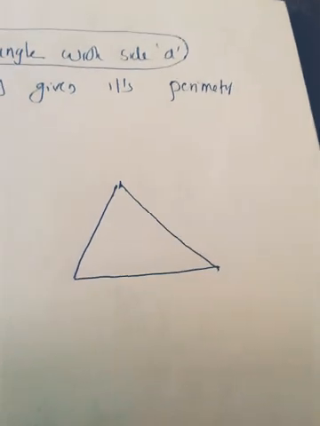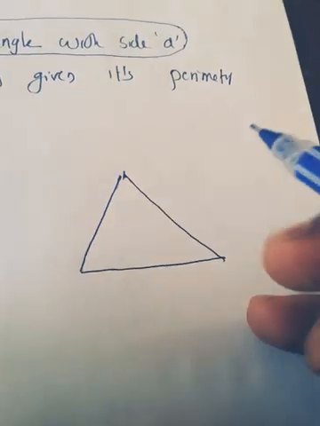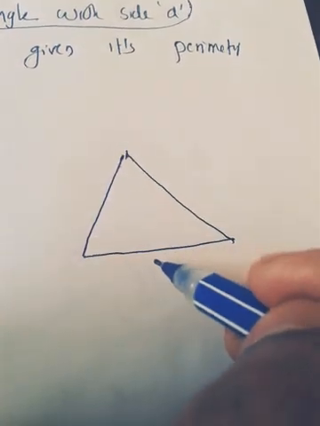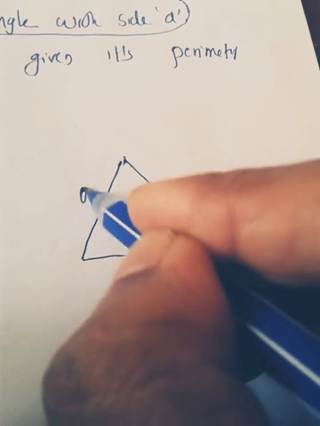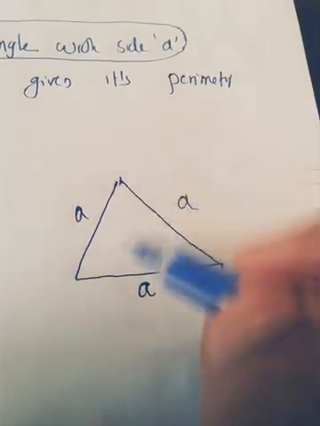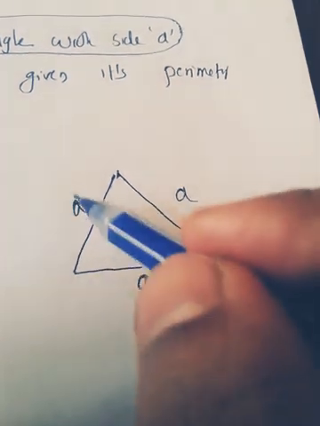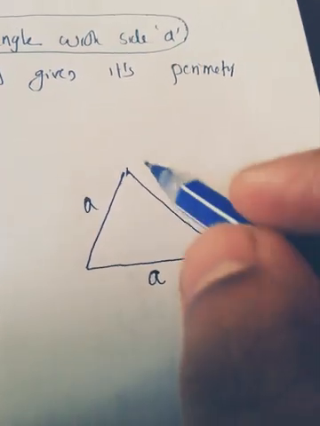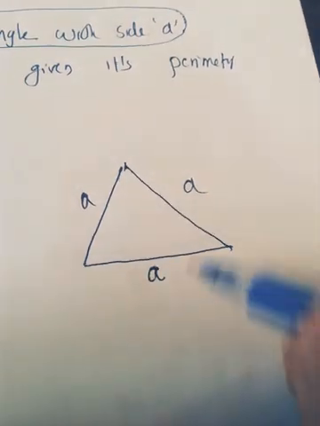Clear? So what is the speciality of an equilateral triangle? In an equilateral triangle, all the sides are equal. So I am going to mention each side as A units. Because in an equilateral triangle, all the sides are equal, I am mentioning it as A units. Any problem? No. See, I am going to calculate the area of this equilateral triangle with the sides A units.